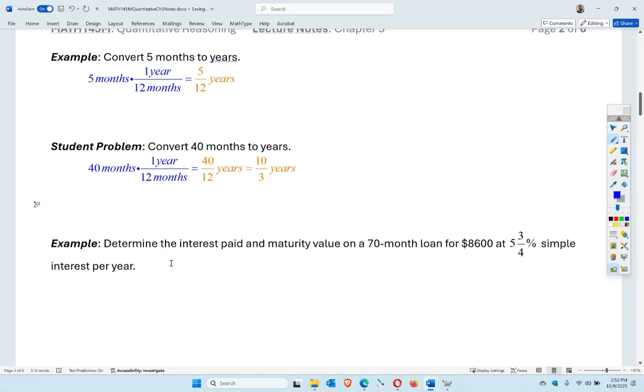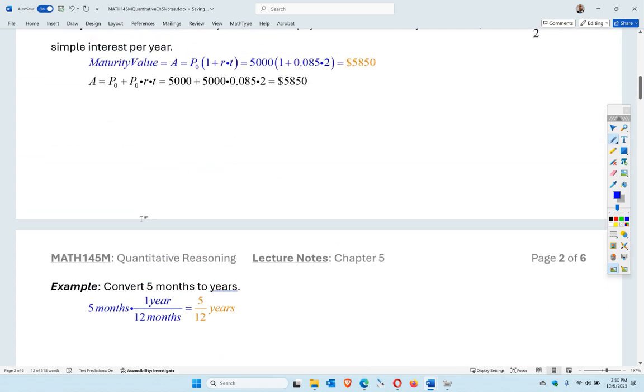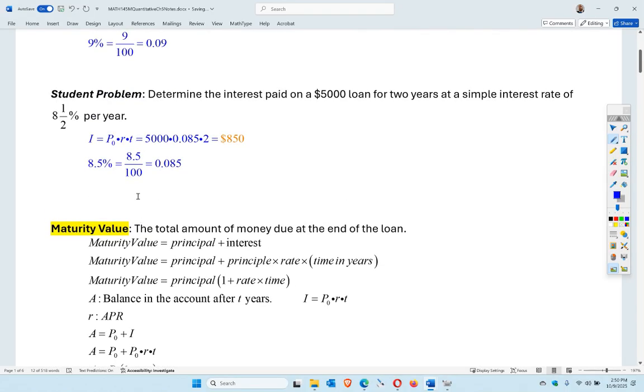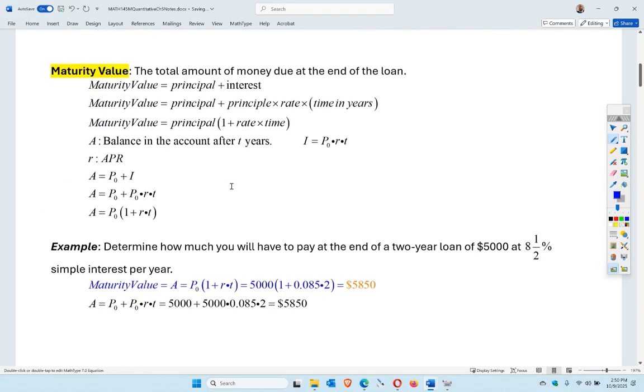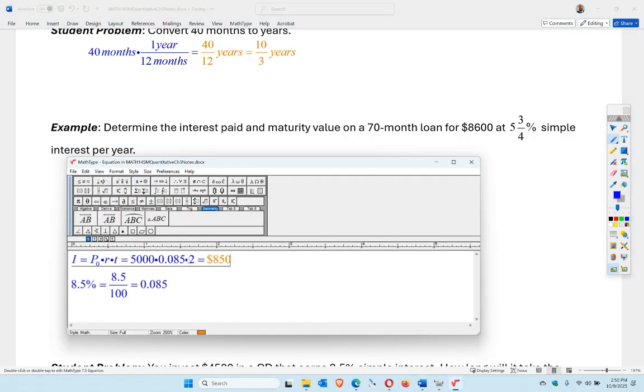Okay? All right, so we want to know the interest paid on a maturity of 70-month loan. Okay, so let's go back and steal the formula from the previous section for the interest, right? So I'm just going to steal this one here. Okay. And we'll delete all our stuff here. Delete this, and delete this. Okay, so the principal on the loan is $8,600 times the rate.